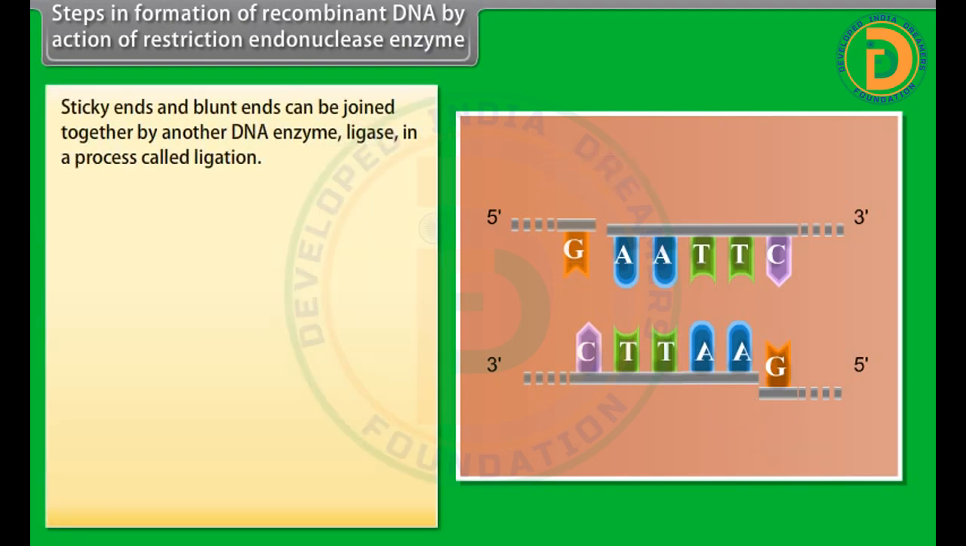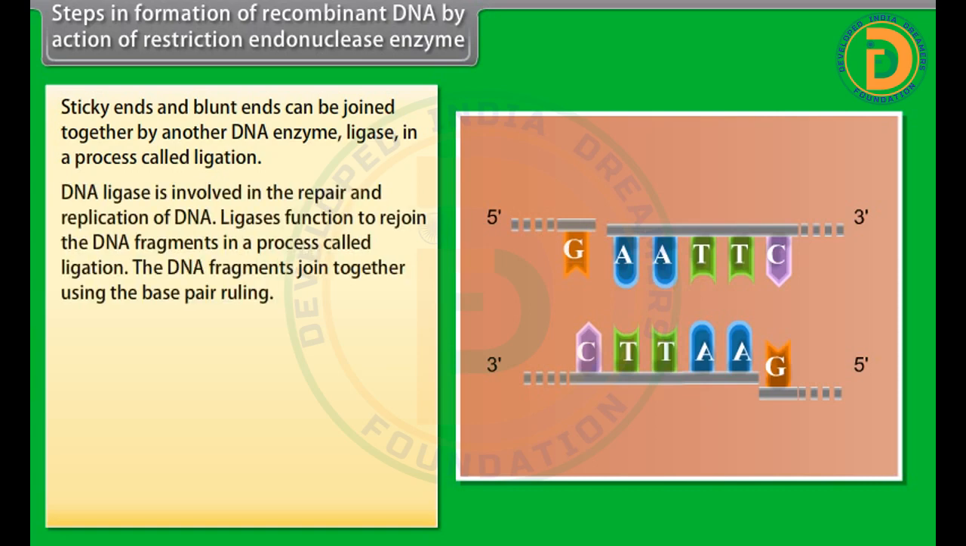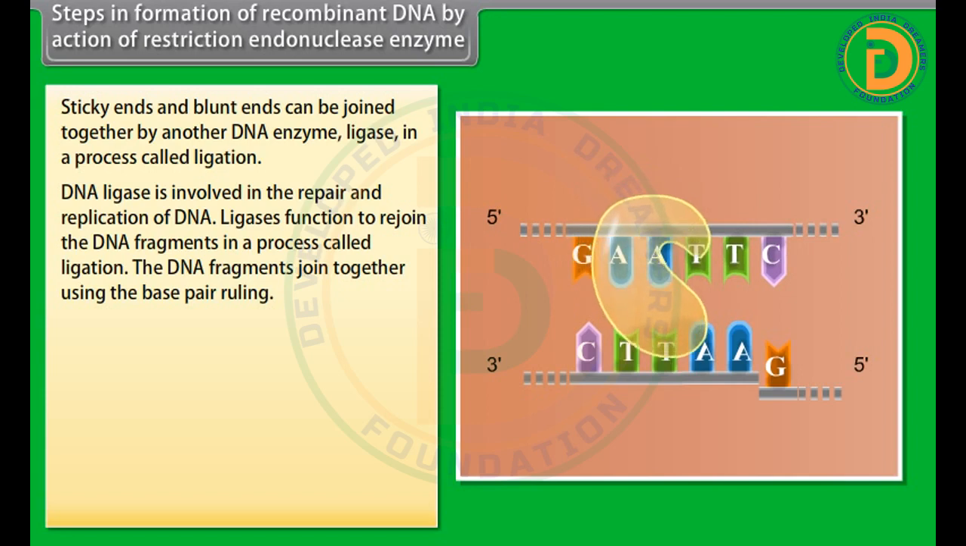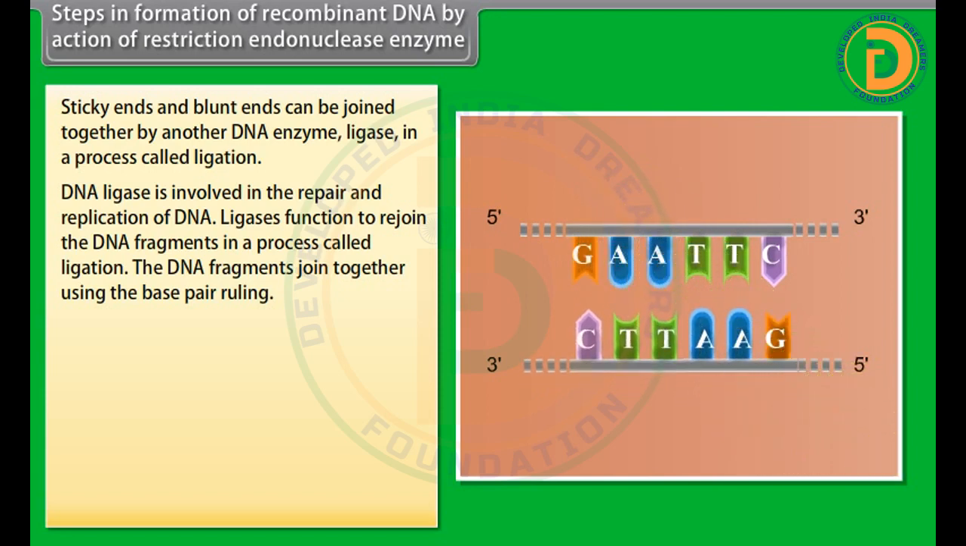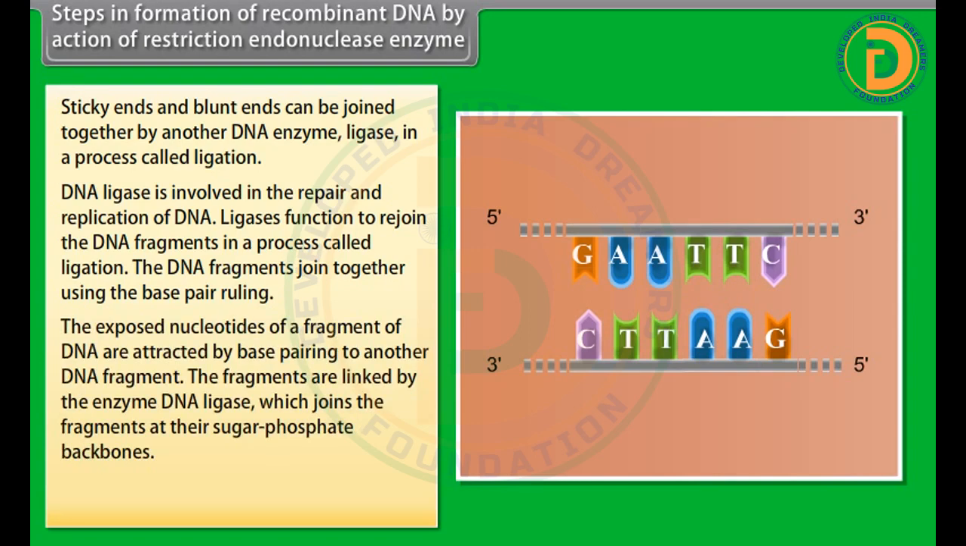Sticky ends and blunt ends can be joined together by another DNA enzyme, ligase, in a process called ligation. DNA ligase is involved in the repair and replication of DNA. Ligases function to rejoin the DNA fragments in a process called ligation. The DNA fragments join together using the base pair ruling. The exposed nucleotides of a fragment of DNA are attracted by base pairing to another DNA fragment.